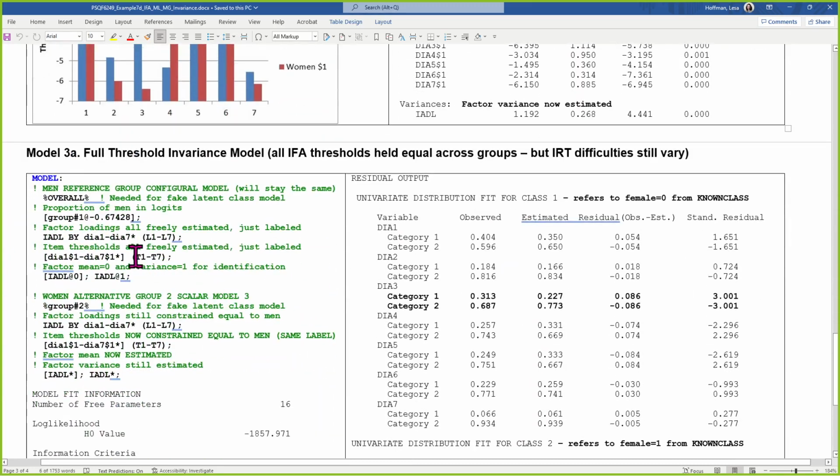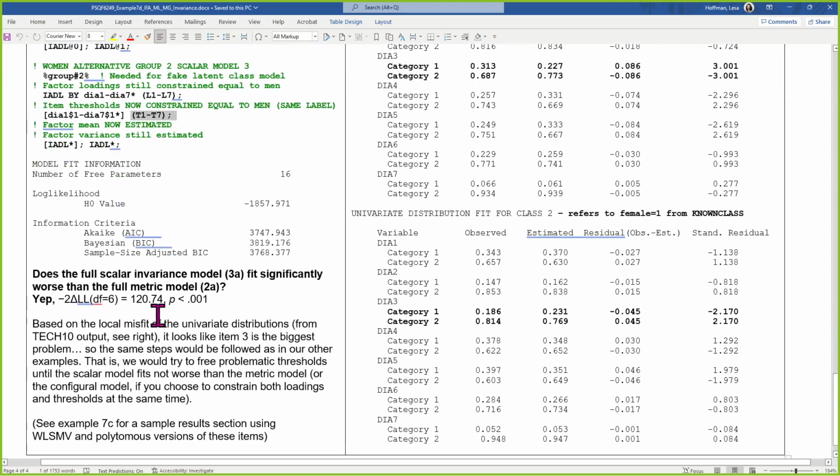So then I go to thresholds, add the loadings on that. I could do that by adding the labels, or I could do that by not writing them. Either way, I think works. And in this case, the -2 log likelihood difference is very significant. So I'd have to go and figure out why. I don't know which of the 7 thresholds is causing the problem.